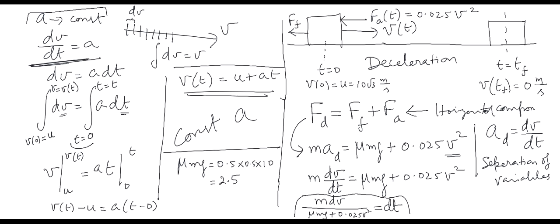Because I just kept the m dv numerator on this side, and the denominator dt I brought to the other side. And on the other side, the complete numerator mu mg plus 0.025 v square comes to the denominator. Is it okay? Yes.